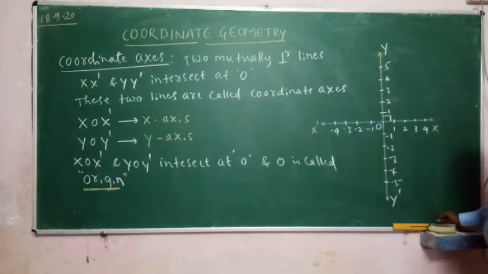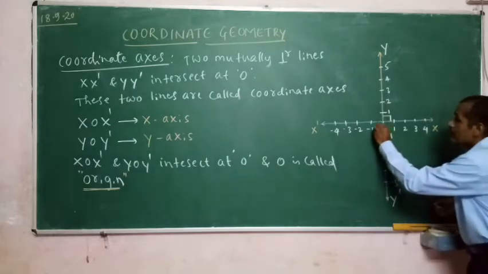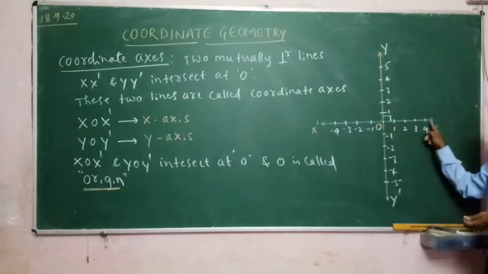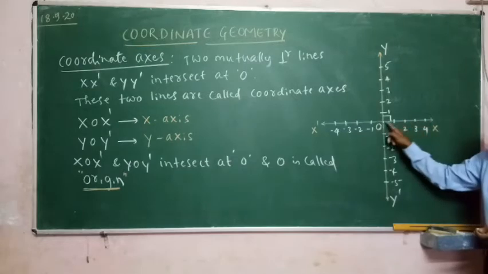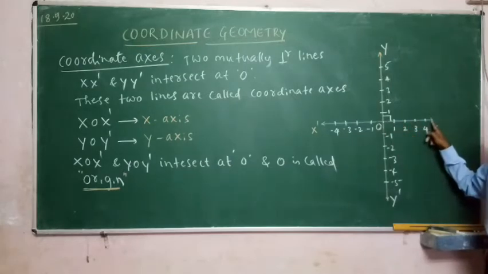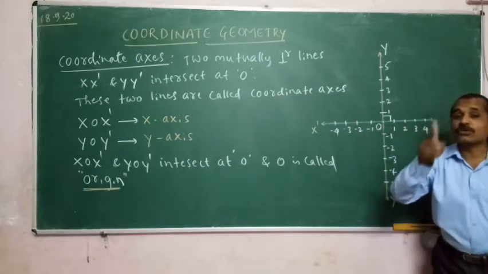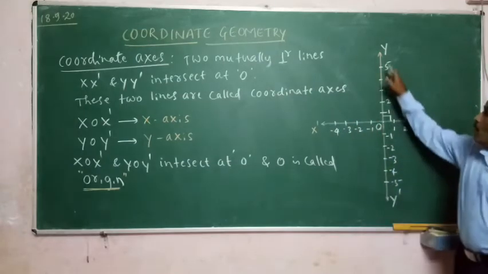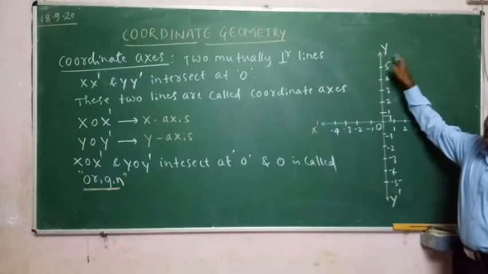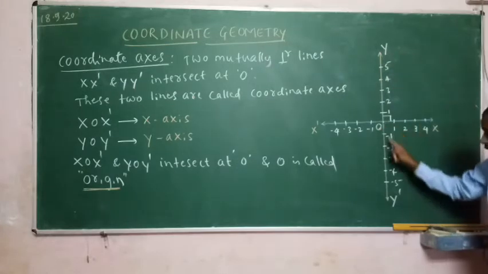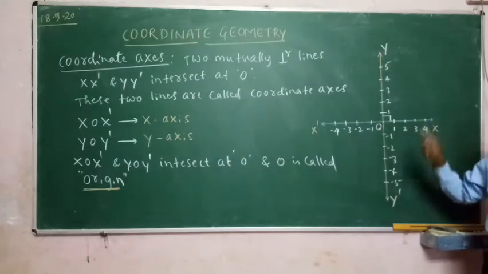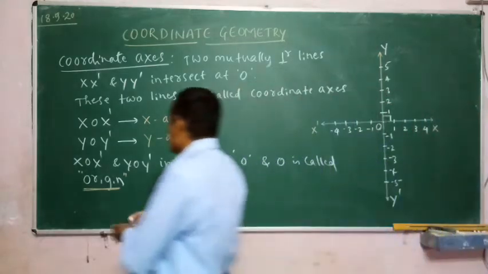Now I will tell you: OX is the positive direction of x-axis. OX dash is the negative direction of x-axis. OY is the positive direction of y-axis. OY dash is the negative direction of y-axis. I will write this much.